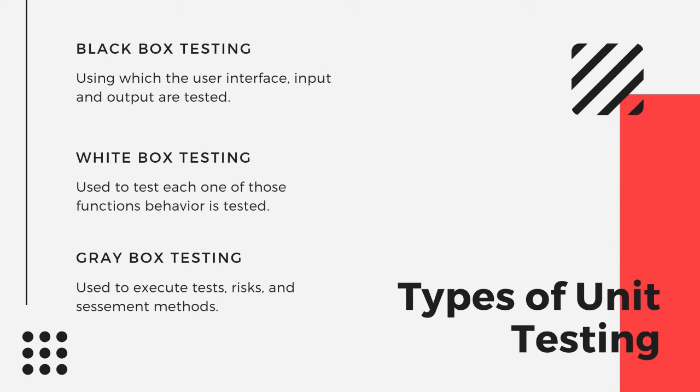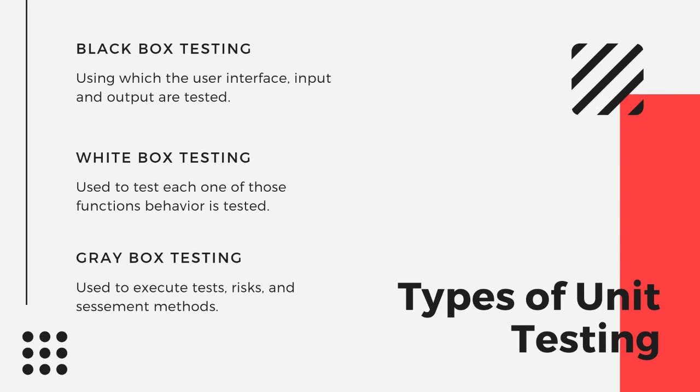And after that we have white box unit testing, which is used to test each one of those functions' behavior. White box unit testing is also called clear box testing, glass box testing, transparent box testing, or structural testing. It is a testing method that tests internal structures of a working application as opposed to its functionality.